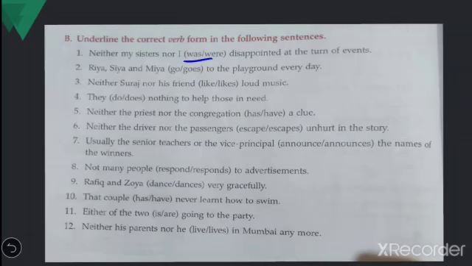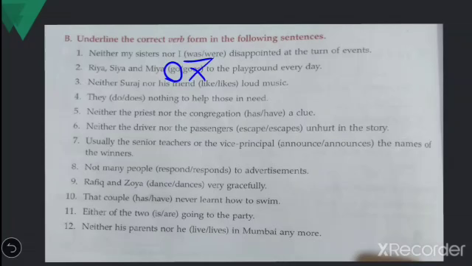What's the plural verb here? Go, not goes. Goes is a singular verb. To the playground every day. Now look at the third one. Neither Suraj nor his friend, like or likes loud music.